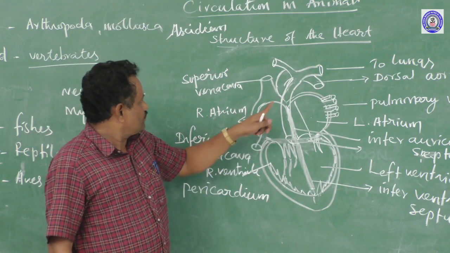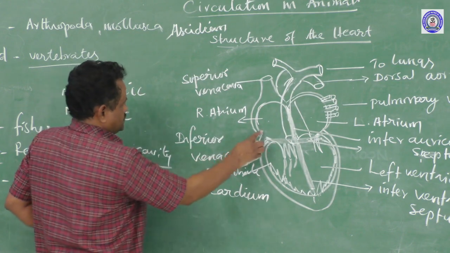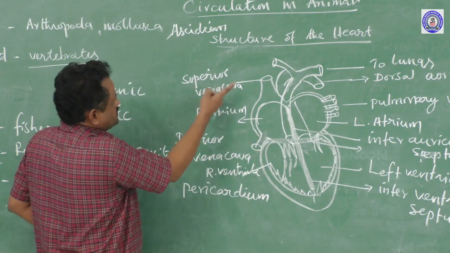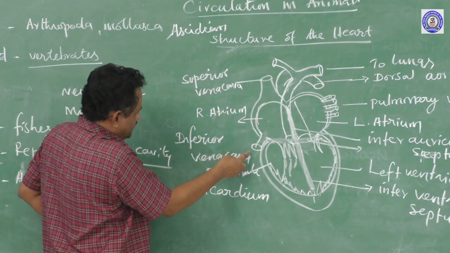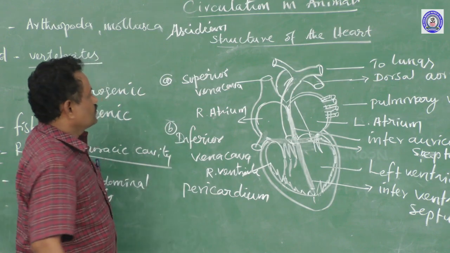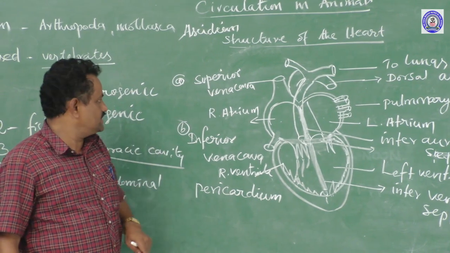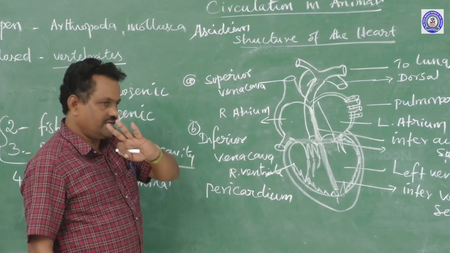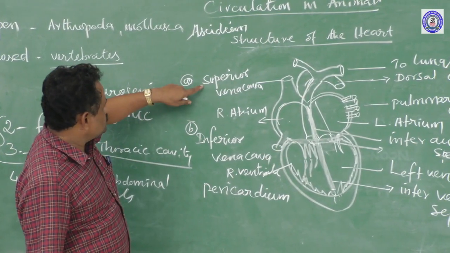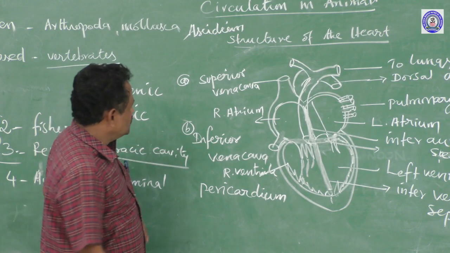And here the heart is connected by major blood vessels. This one is called the superior vena cava. Here it is the inferior vena cava. The heart receives deoxygenated blood through three blood vessels: one is the superior vena cava, second the inferior vena cava, third the coronary sinus.